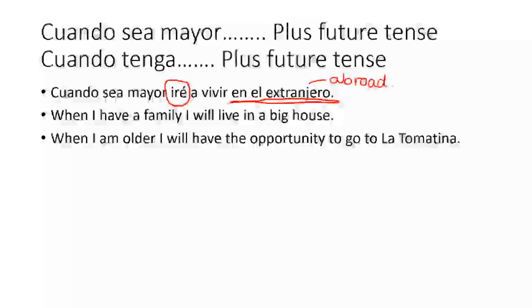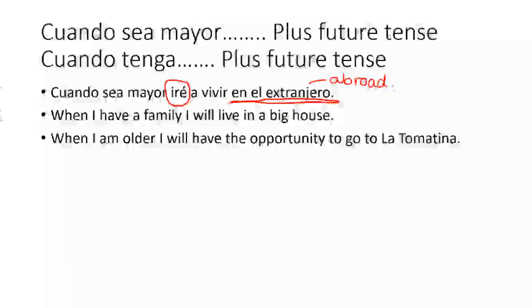So when I have a family, I will live in a big house. And when I'm older, I will have the opportunity to go to La Tomatina, which is the festival, obviously, where they all hurl tomatoes at each other. Right, have a go. So pause me, have a go, and then come back for me to go through the answers with you. Okay, I hope you pause it.